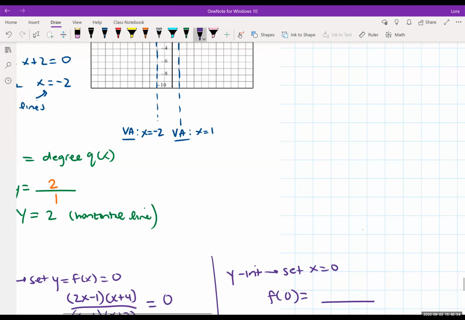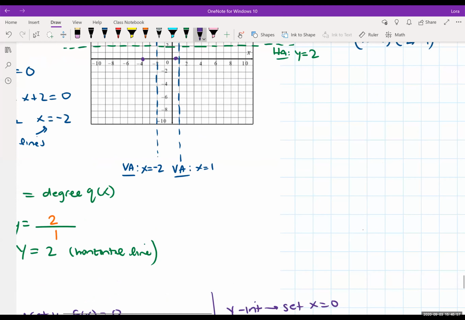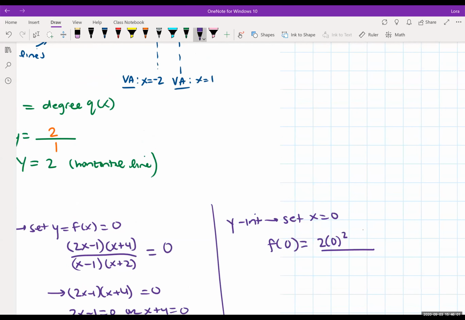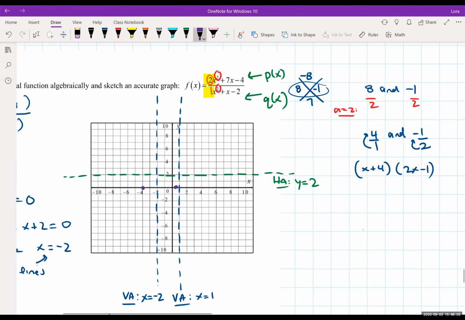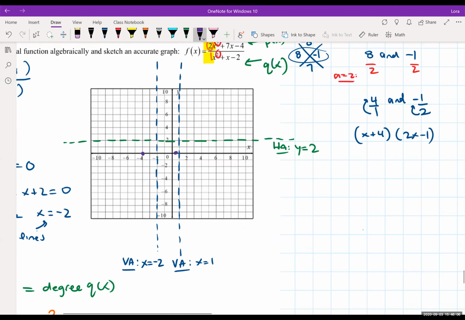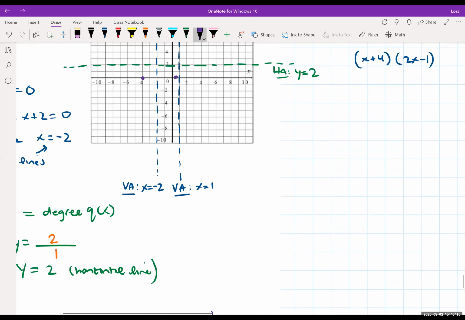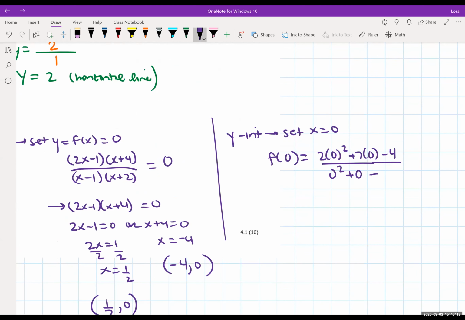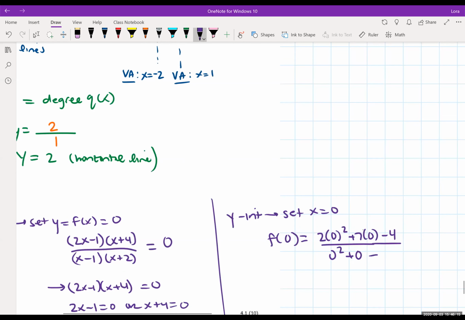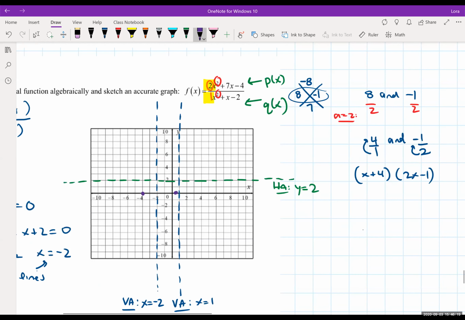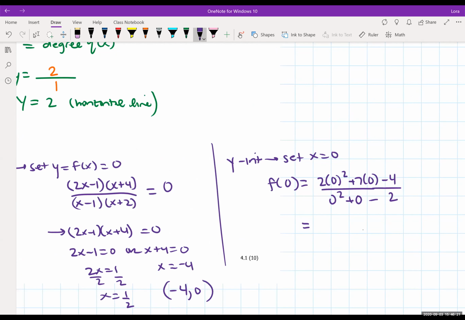But you would see 2 times 0 squared plus 7 times 0 minus 4 over 0 squared plus 0... I believe it's a -2. Remind myself one more time. Yes. So what is really happening is all the terms in x are canceling out, and you have -4 over -2. Or in other words, we're going to simplify this, a +2.